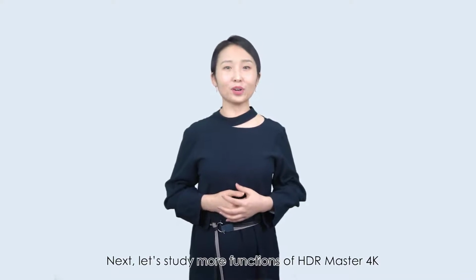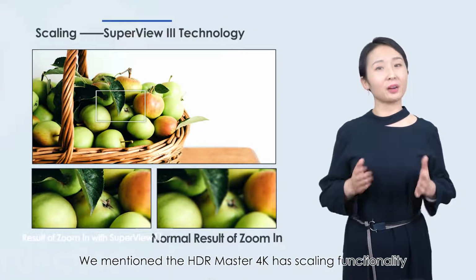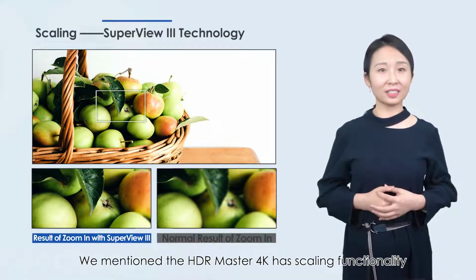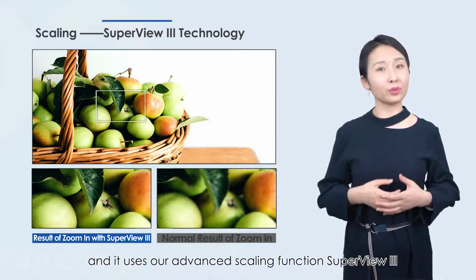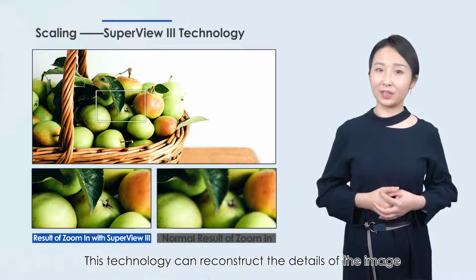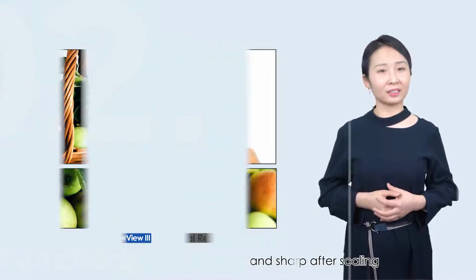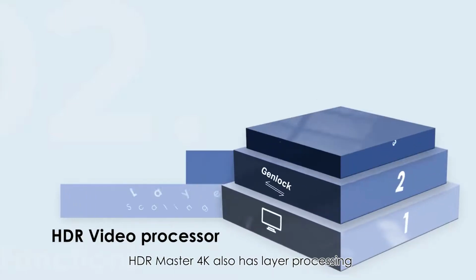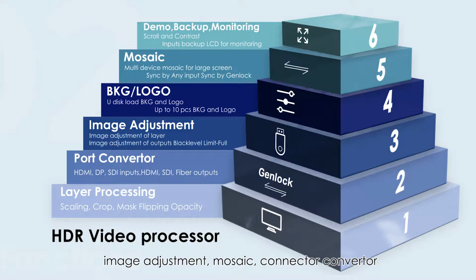Next, let's study more functions of HDR Master 4K. We mentioned the HDR Master 4K has scaling functionality, and it uses our advanced scaling function SuperView 3. This technology can reconstruct the details of the image, ensuring the image is clear and sharp after scaling. HDR Master 4K also has layer processing, image adjustment, mosaic, connector converter, BKG or logo loading, and more.